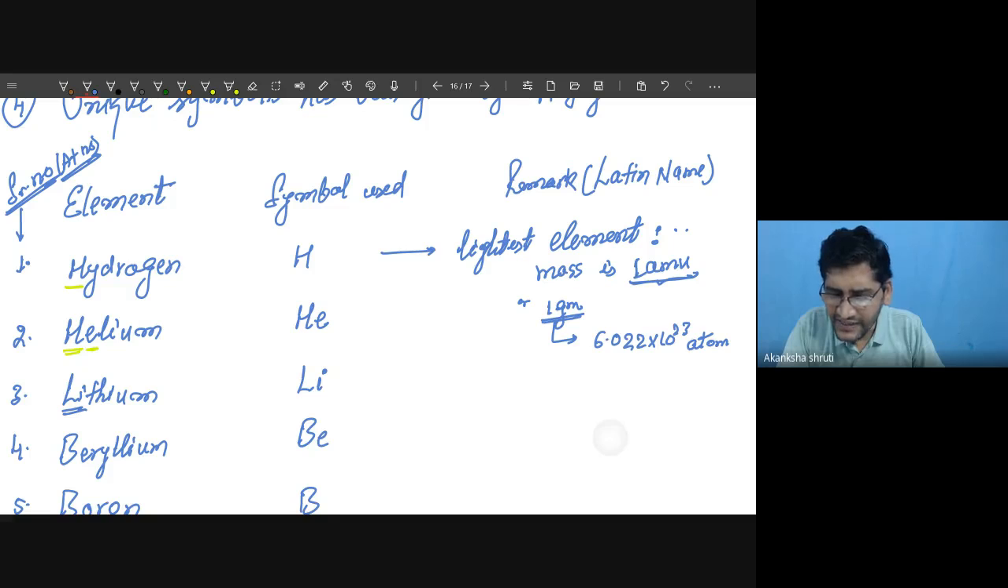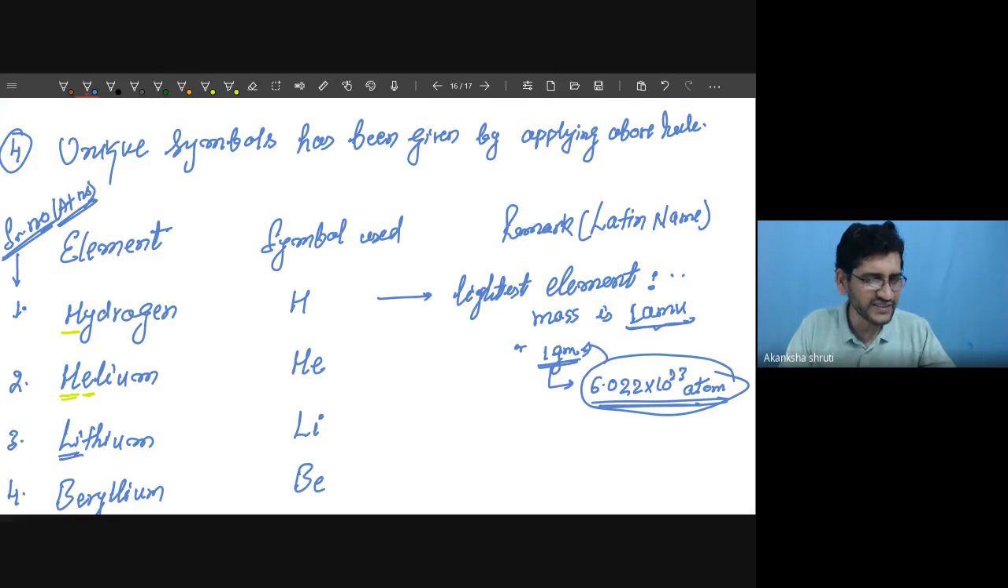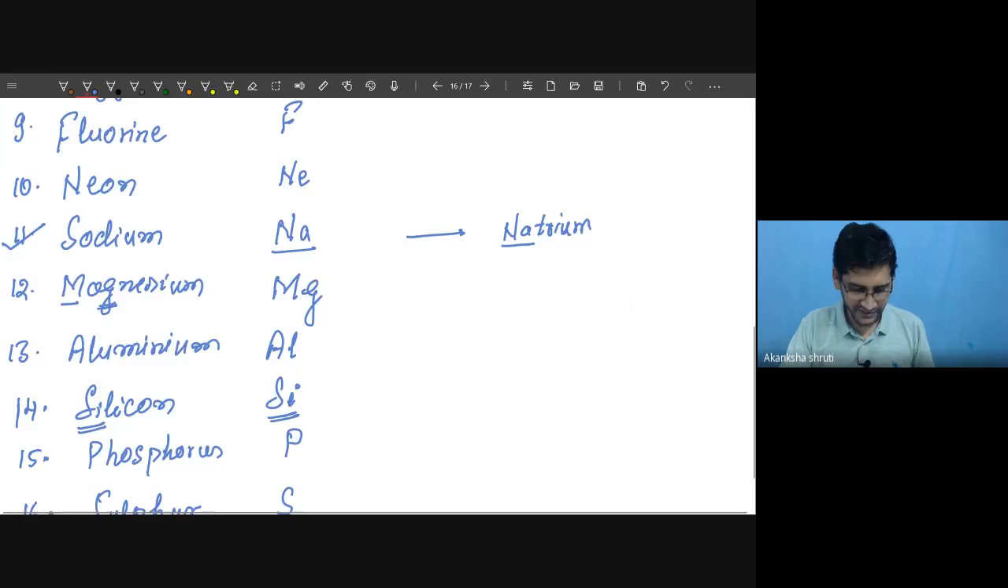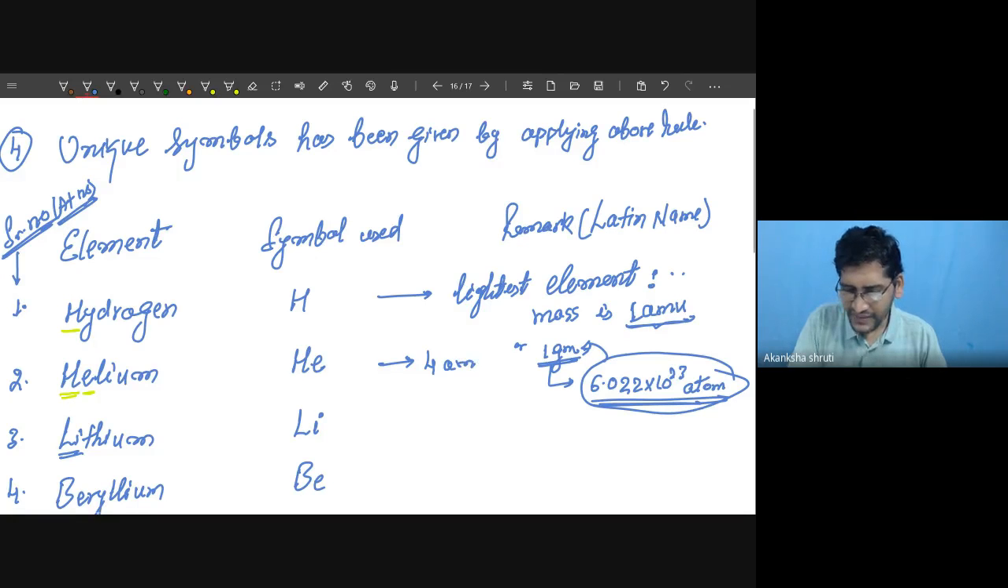If this many atoms of a particular element are taken, then that mass will be in gram. This we will learn later, in the same chapter, after 1 or 2 topics. So the next important property is the atomic mass. We can observe that the atomic mass of helium is 4 AMU, which means for 1 atom the mass is 4 AMU.